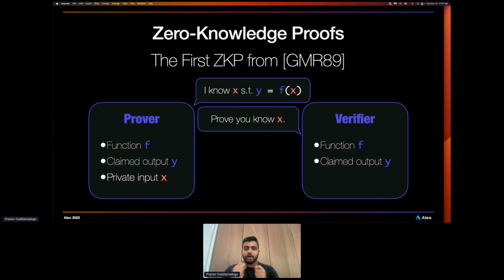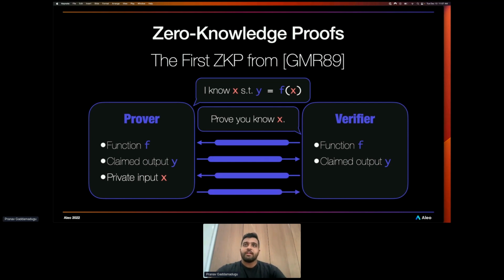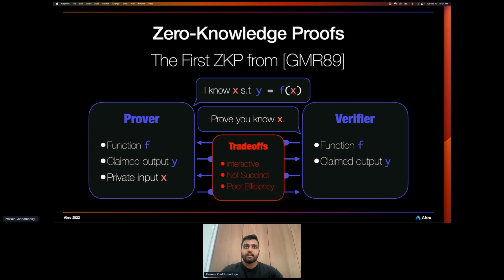And the way they go about doing this is with a challenge and response protocol. And eventually, after a couple of rounds of this, the verifier can be convinced that the prover, in fact, does know x. Now, this is a remarkable achievement, but there are still some problems with this construction. And they essentially lie in these three areas. First of all, this protocol is interactive. So it requires the prover and verifier to be online in order for the verifier to be convinced. And this is not a desirable property in most cases.